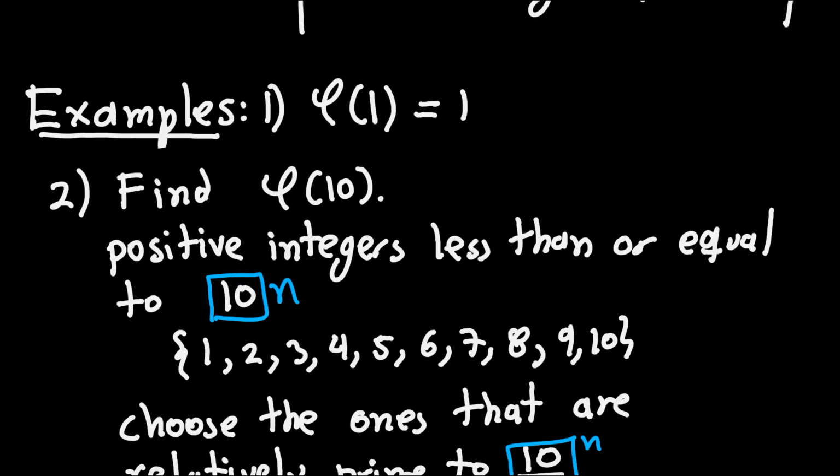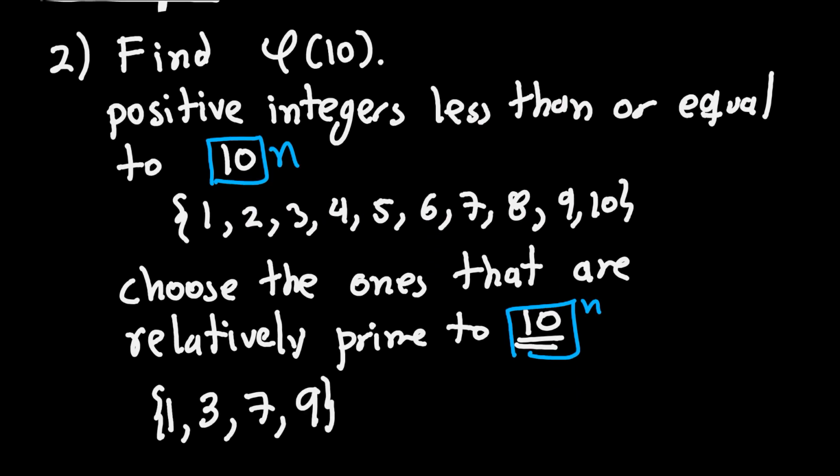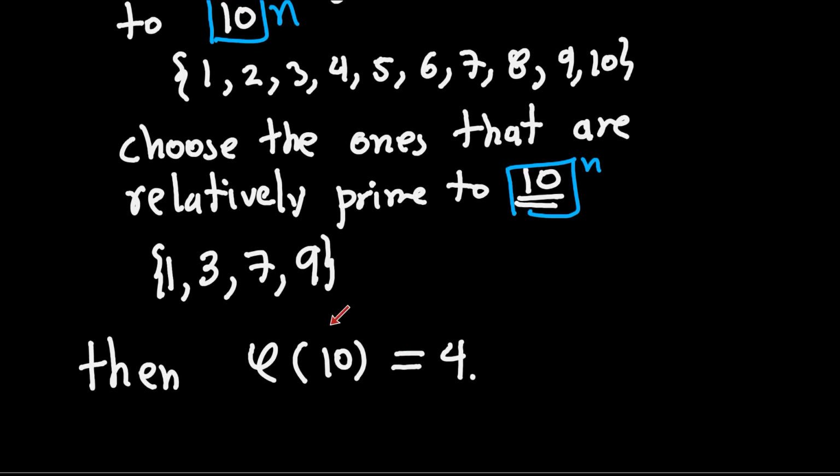Now let's do that with 10. So phi of 10. This is phi, the Greek letter. Now we look at the positive integers less than or equal to 10, using the definition. That's just this collection right here. From that collection, we choose the ones that are relatively prime to 10, the ones that have only 1 as a common divisor with 10. That would be 1, 3, 7, and 9. The answer for phi of 10 is the number of elements here: 1, 2, 3, 4. So there are 4 of them.